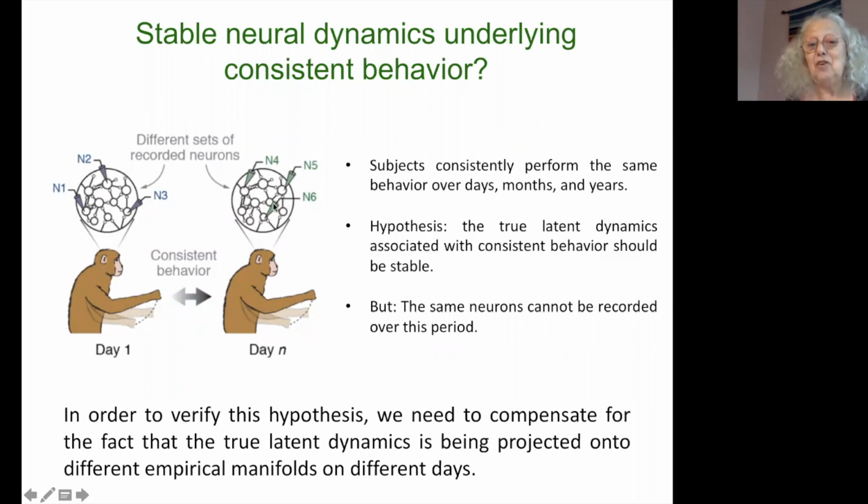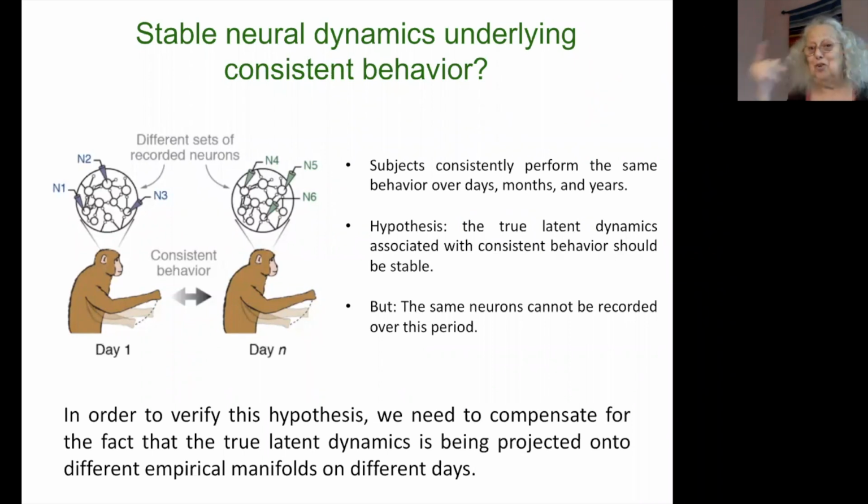There will be some degree of overlap, but many of the neurons that you're recording are not the same. So our hypothesis was: because the subjects are consistently performing the behavior over days, months, and even years, there has to be a latent activity associated with this consistent behavior, which is also stable. But how are we going to check for that when we cannot record from the same neurons over a very long period?